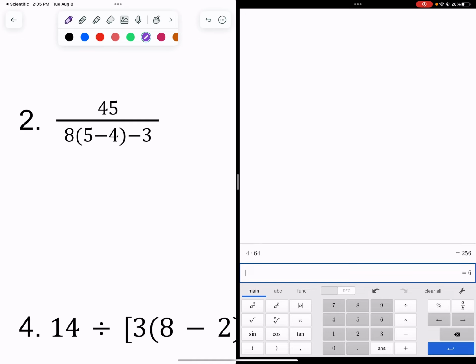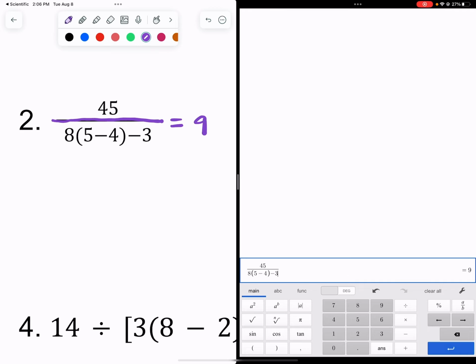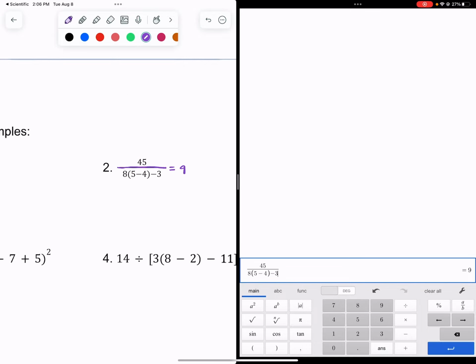We're going to put in number 2. Again, my main operation is that division bar, so I'm going to start with the fraction button. And I'm going to put in 45 and tap in the denominator. And I'm going to type it in with the parentheses. That's better. I'm going to make sure that what I plugged in looks exactly like what's on my paper. And I get 9. If you want proof, I will happily work that out for you by hand. Send me an email.